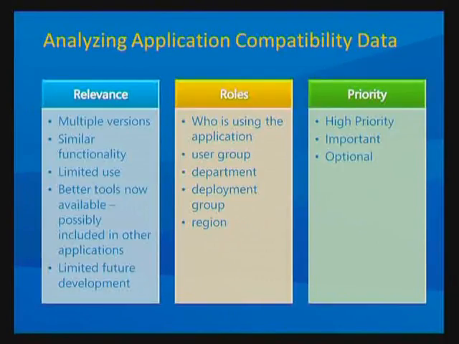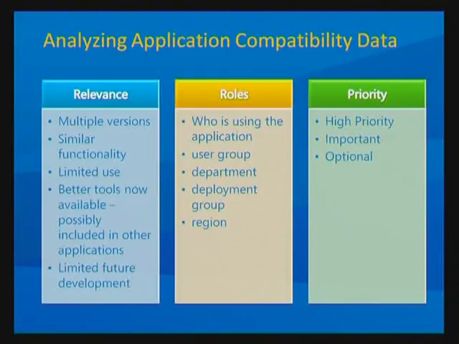Finally, the priority. We have high priority, important, and optional. High priority, sometimes called business critical, it stops your business if it doesn't work. If this application is not running, your business is not running. And you're going to know what those are, your users are going to know who those are.